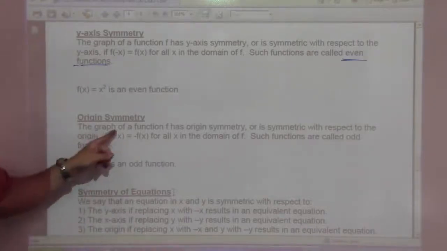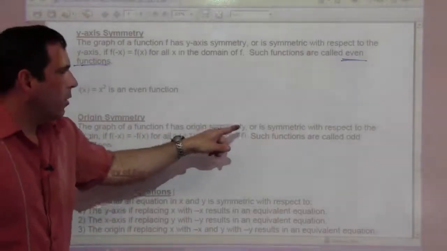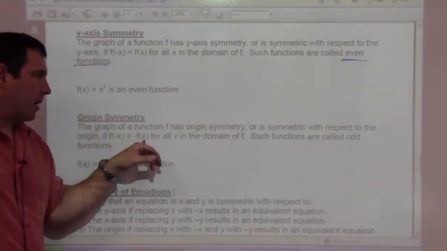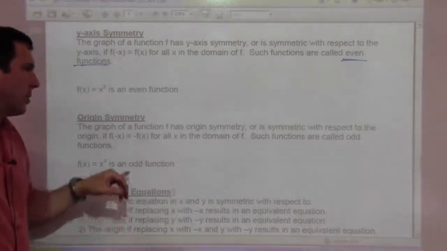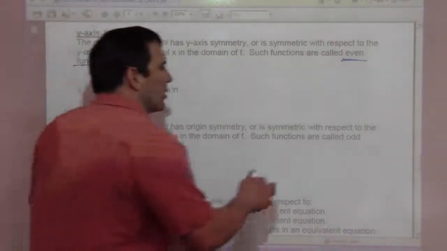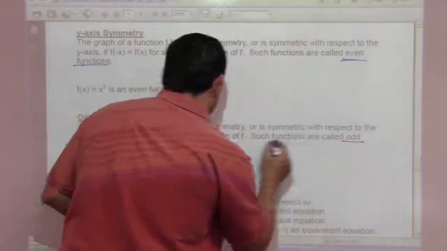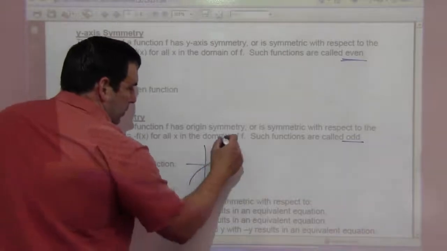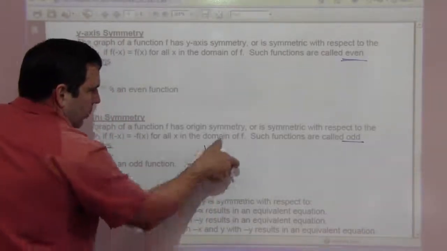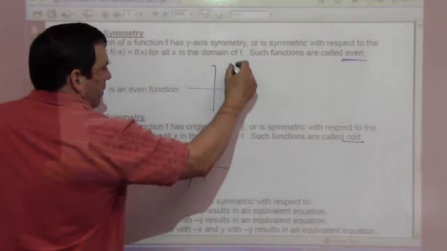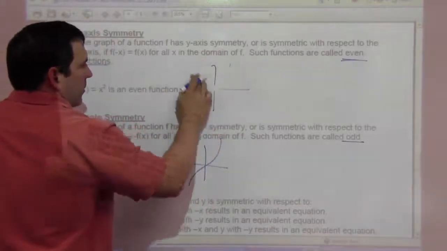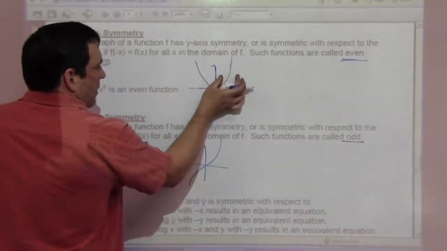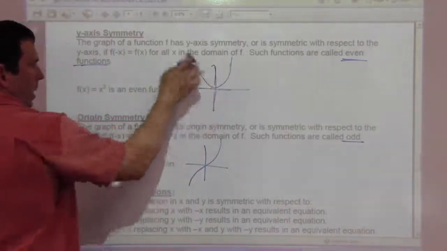Origin symmetry: the graph of a function f has origin symmetry, or is symmetric with respect to the origin, if f of negative x is the negative of f of x for all x in the domain of f. Such functions are called odd functions. So odd functions have origin symmetry. And f of x equals x cubed is an example of that. It has origin symmetry. So this is reflected across the origin up to that. Whereas up here, that's not a very good drawing, this is mirrored across the y-axis.